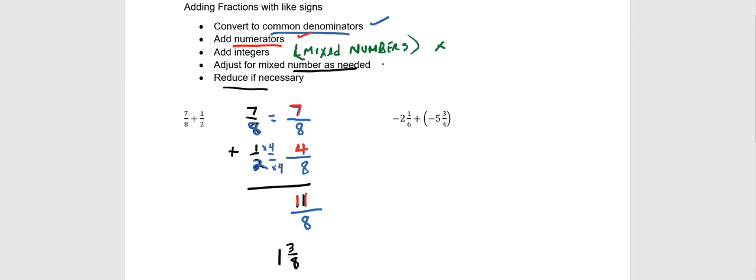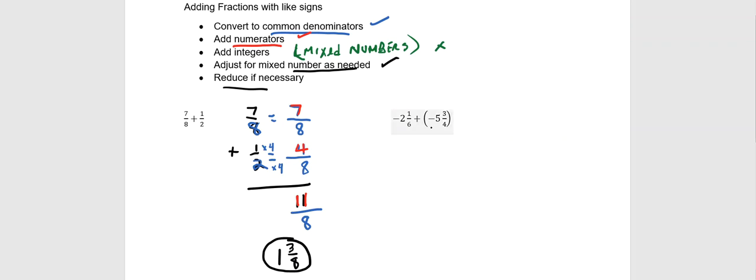So I've taken care of adjusting for the mixed number. And then I take one last look to see if my fraction still needs any reducing. And 1 3/8 looks like it's fully reduced already. So 7/8 plus 1/2 gives me a final answer of 1 3/8. So that should all be pretty familiar to you, but I just wanted to walk through that example.